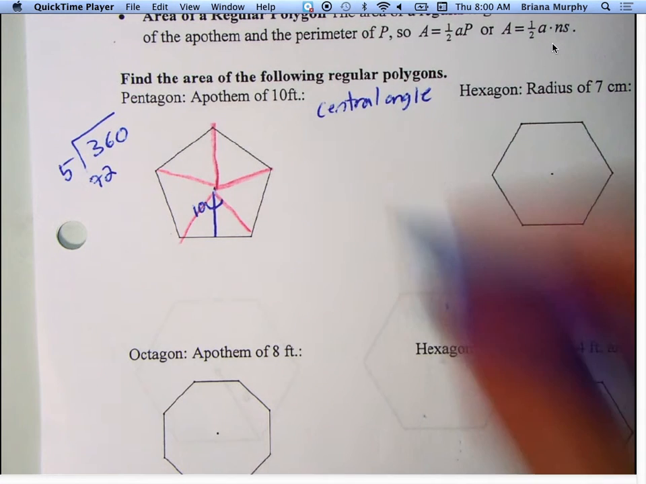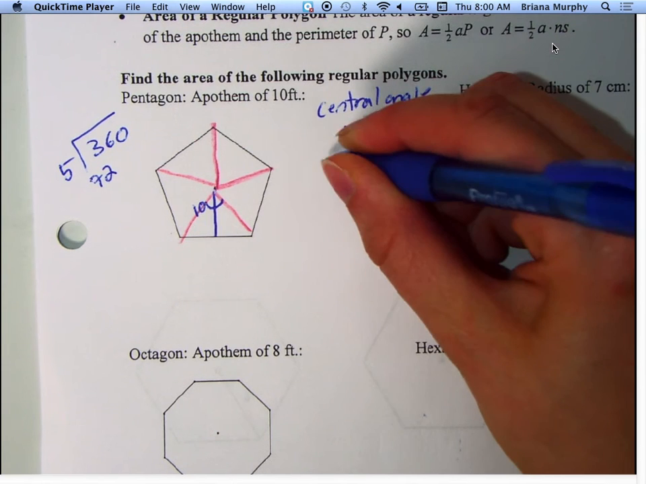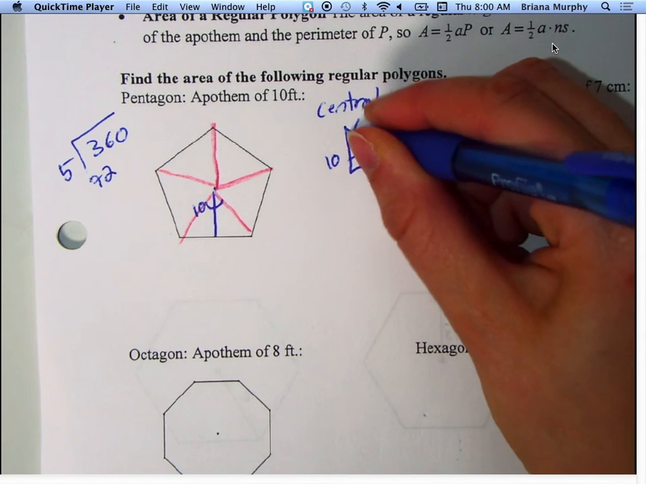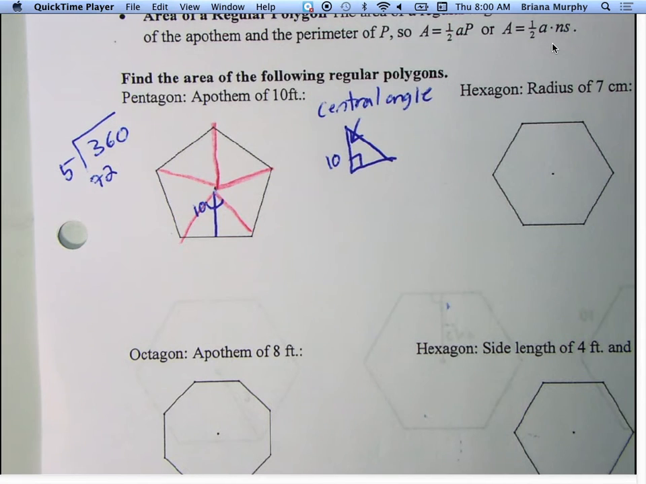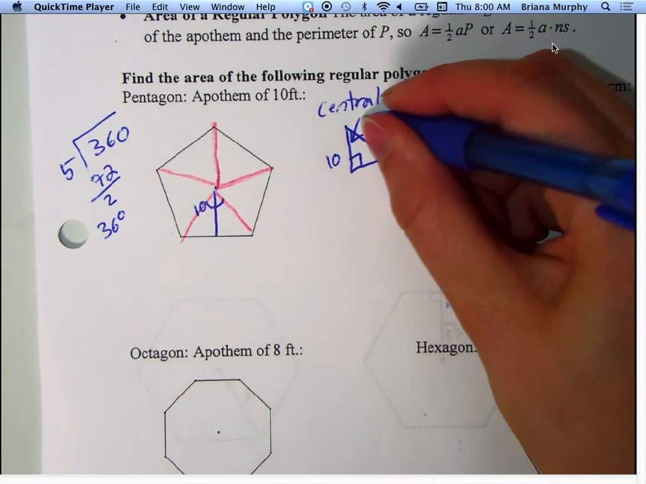I want to look at half of it because then I have a right triangle. I can do some stuff with it. So I know this length is 10. I want to know what that angle is right there. So I'm just going to go 72 divided by 2. And I'm going to get 36 degrees. That's this right here. It's 36 degrees.